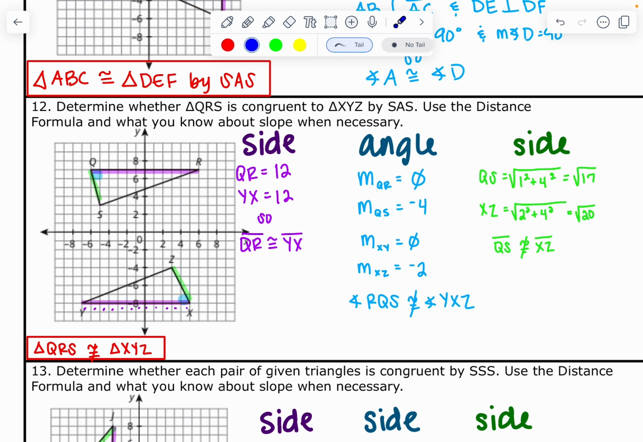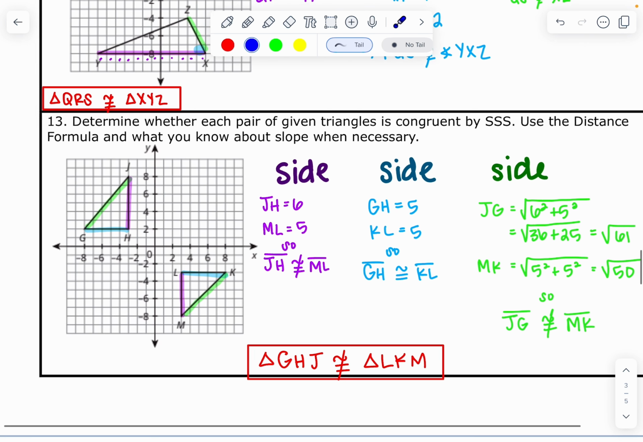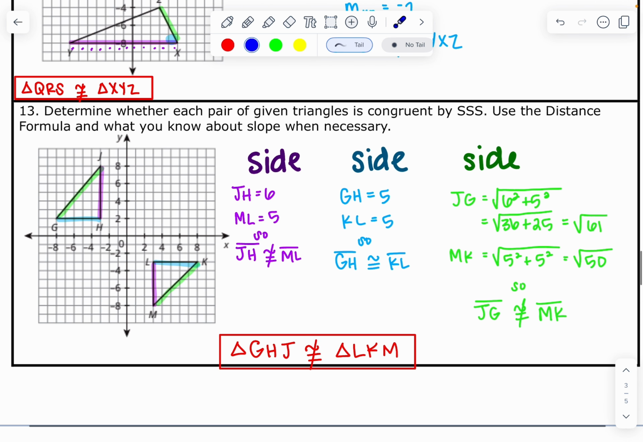I didn't bother writing that they're not congruent by SAS because they're just not congruent at all. So I just felt like that would be redundant. All right, so for this one, same process. For the first side, I used JH and LM, which honestly, we could have stopped right there because those sides are not congruent. And if those sides are not congruent, then of course it's not congruent by side, side, side. But I went ahead and did the rest of them anyway.